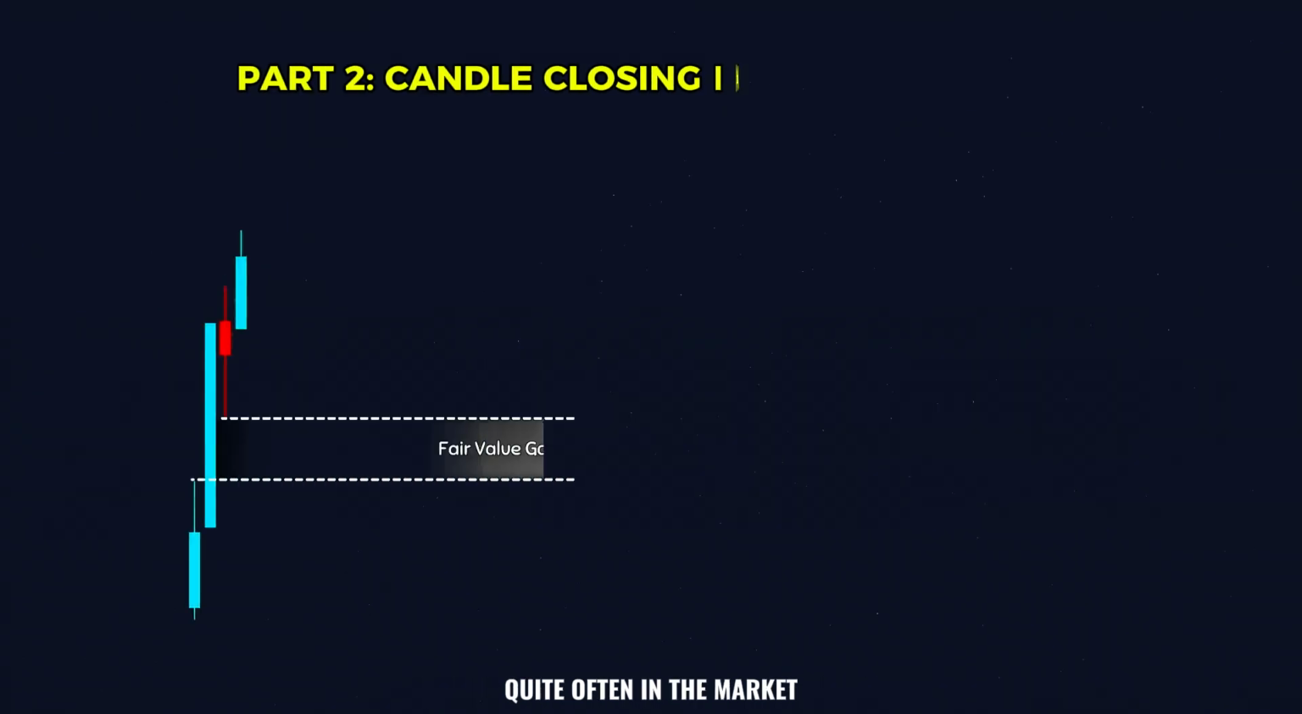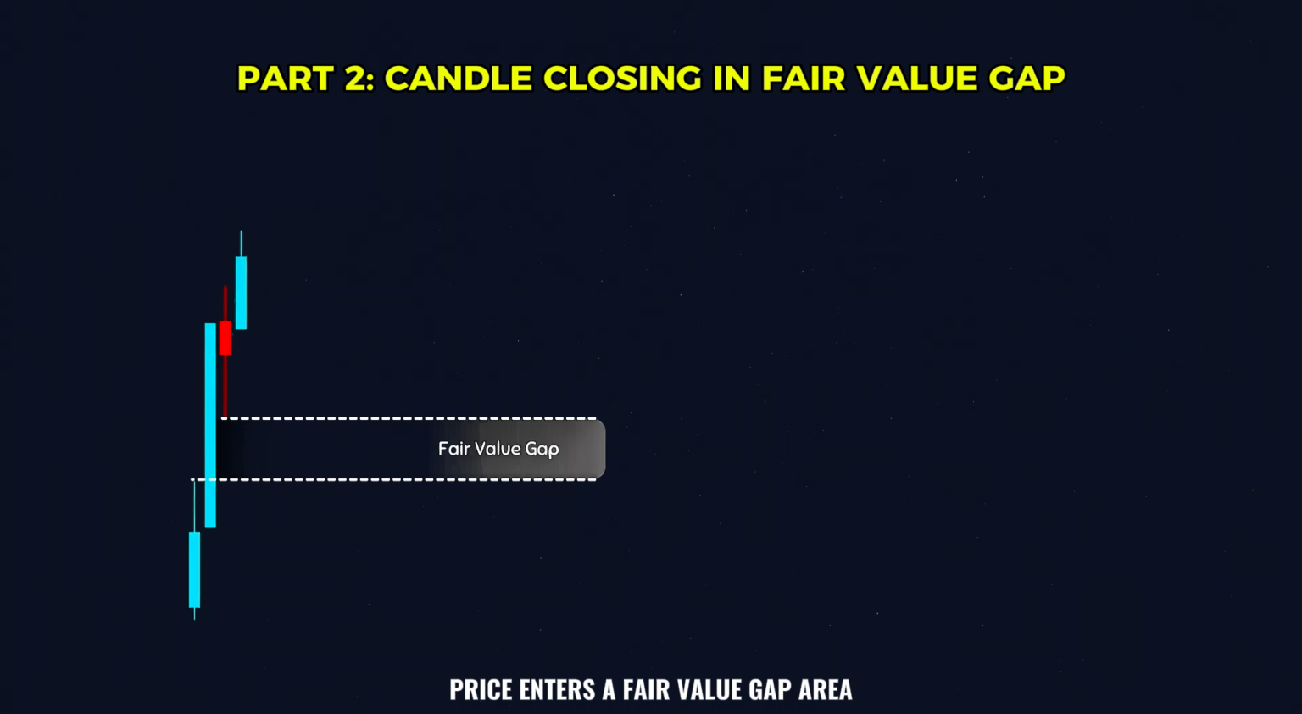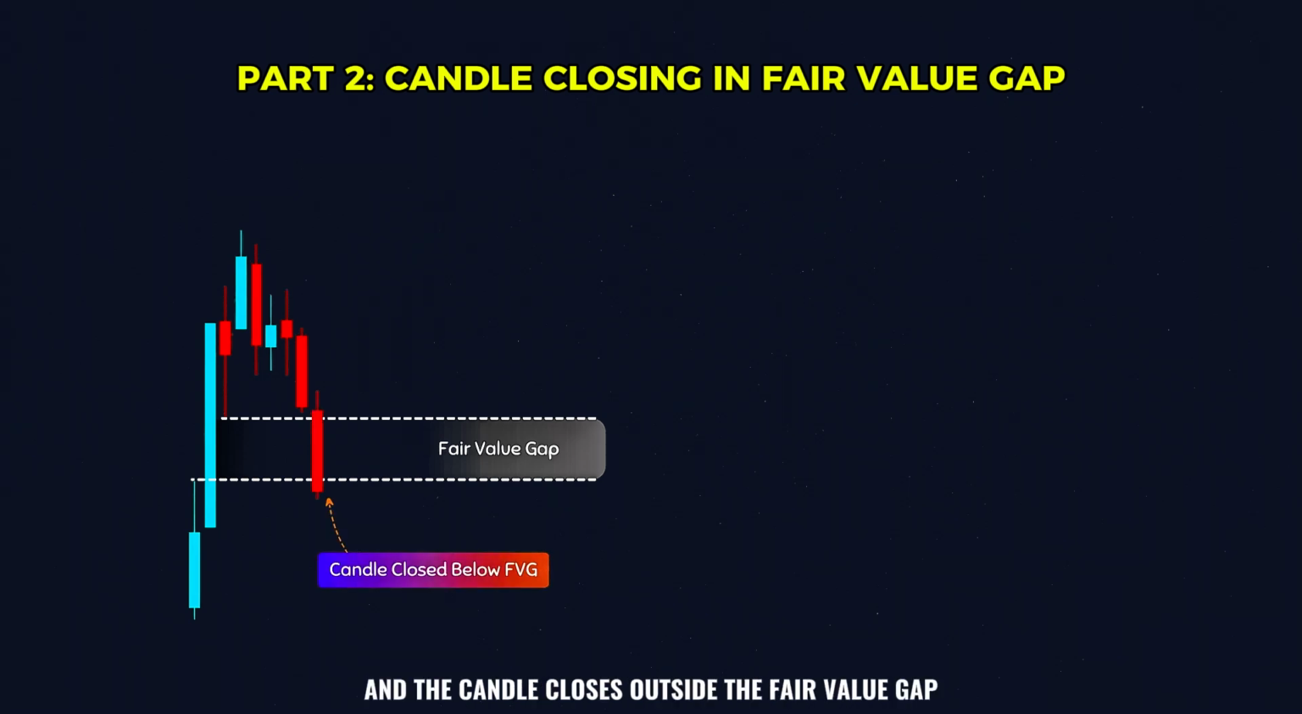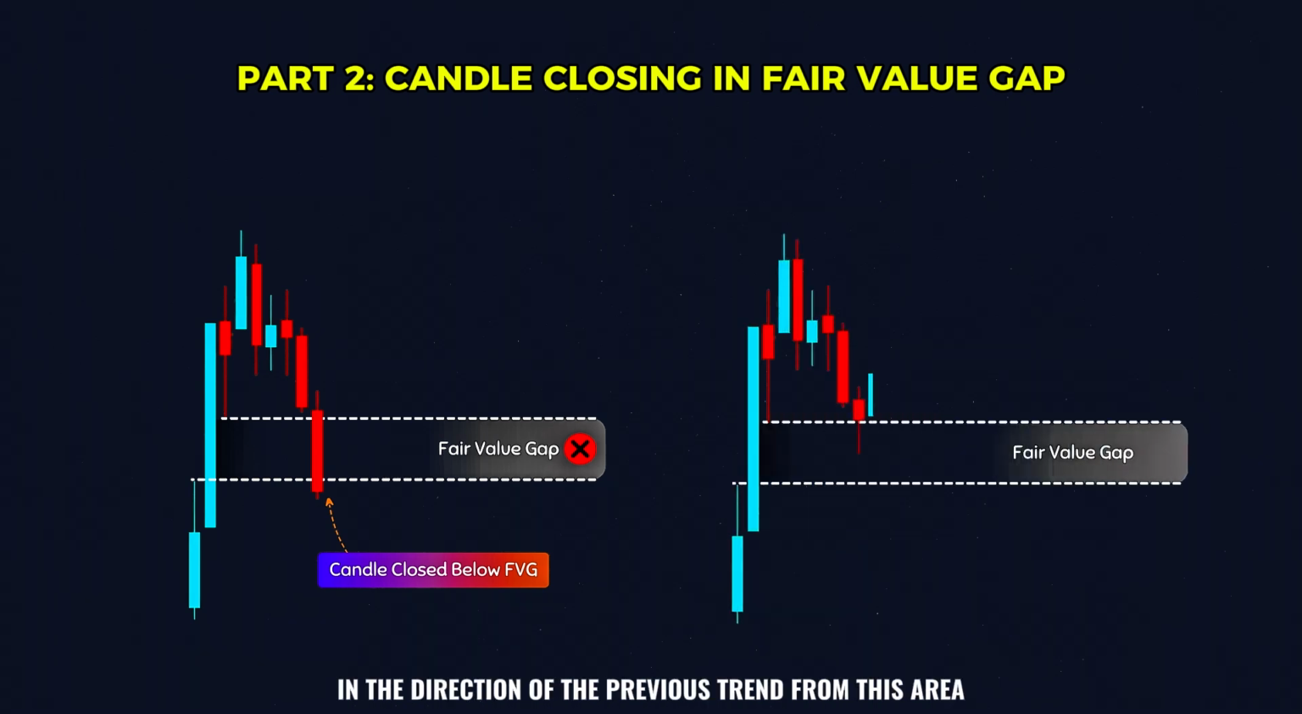Quite often in the market, price enters a fair value gap area and, instead of respecting it, continues lower, breaks through the zone, and the candle closes outside the fair value gap. If this type of situation appears on the chart, it is an invalid fair value gap, and we can no longer use it going forward. This is because price has moved below the gap and closed there. Therefore, we can no longer plan a trade entry in the direction of the previous trend from this area.